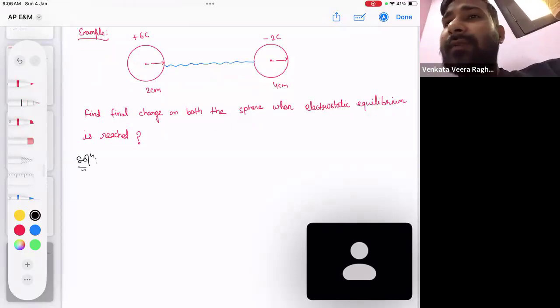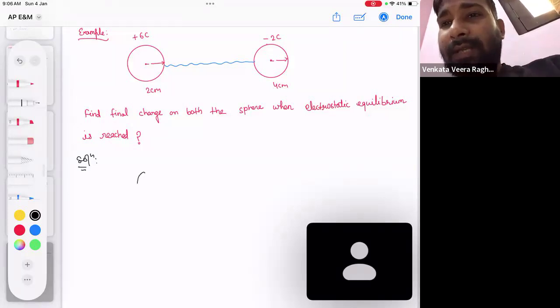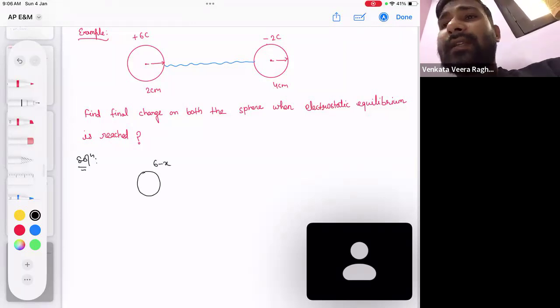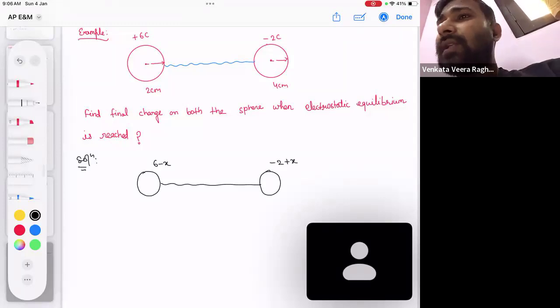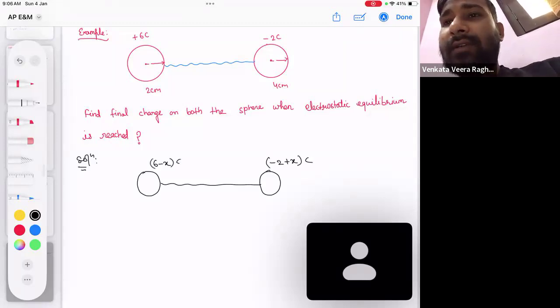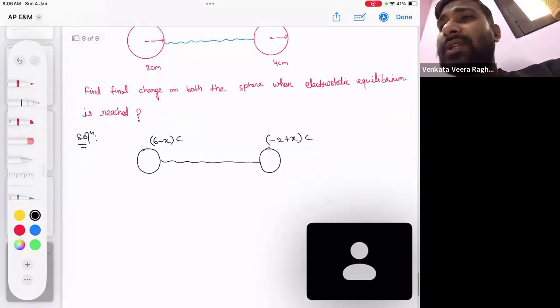See, once the equilibrium is reached, what will happen? One of the spheres will give some charge and the other sphere will receive the same amount of charge, right? So once equilibrium is reached, this has 6 minus x charge, okay? From this sphere I am considering x coulomb of charge is gone. So how much charge will be coming here? Minus 2 plus x coulomb will be there, and this will have 6 minus x coulomb charge.